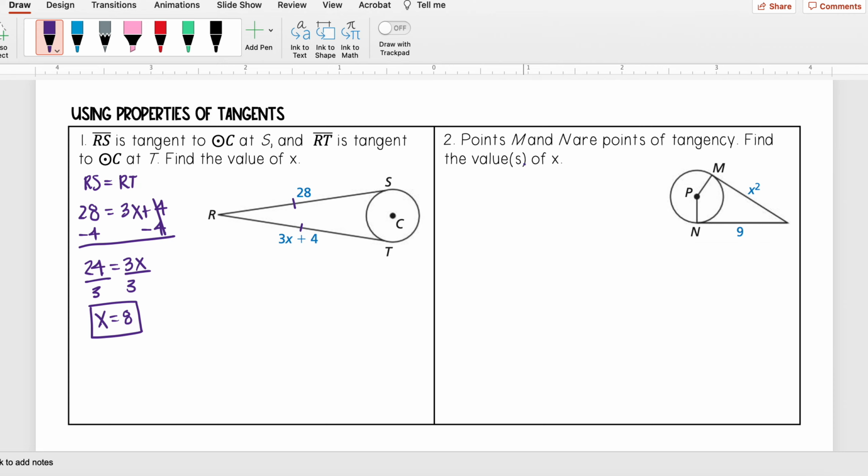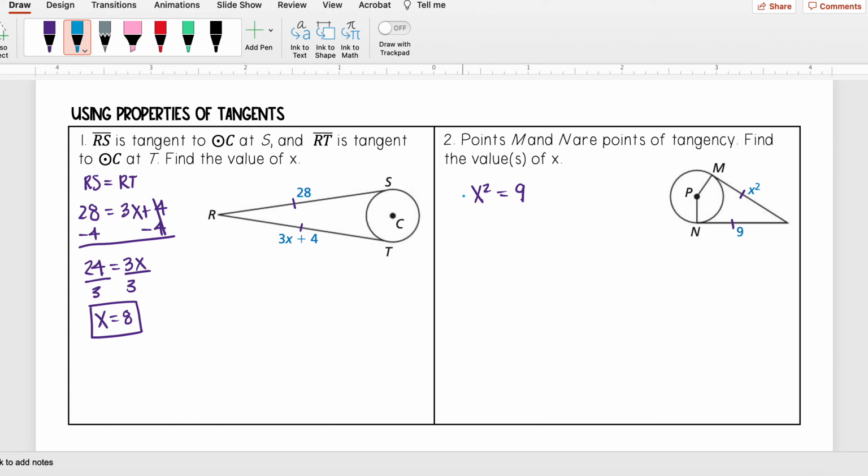Okay, looking at number 2, it says that points M and N are points of tangency. Find the values of x. So this one's said a little bit differently. It says that M and N are points of tangency. So it's really saying that this line right here is tangent to circle P and this line with N. And so we know from our second theorem that means that these two segments are congruent. So that means that x squared is equal to 9.